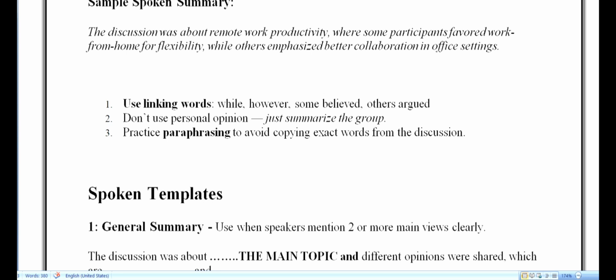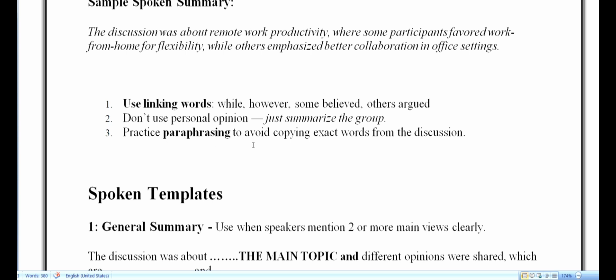The second point is don't use personal opinion. Don't give what you felt about the topic. You have to just summarize what the group felt about the topic. Then, if you want to enhance your score a little, which is very easy again, rather super easy, focus on paraphrasing to avoid copying exact words from the discussion.